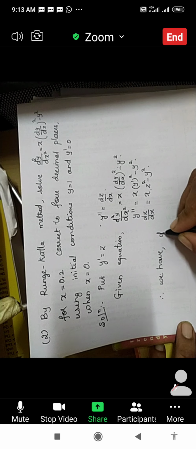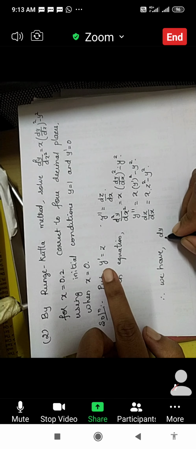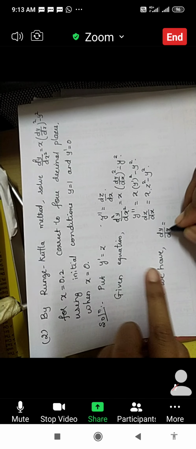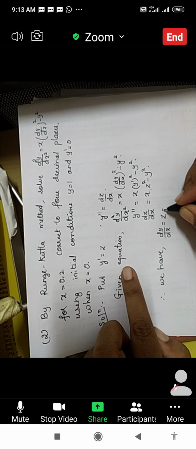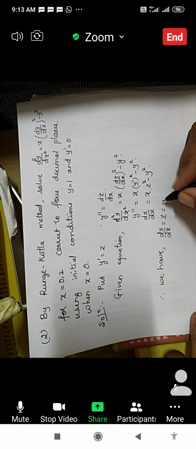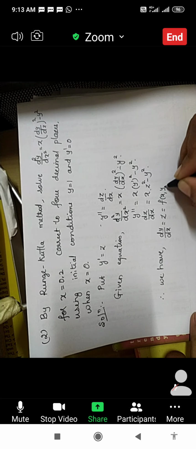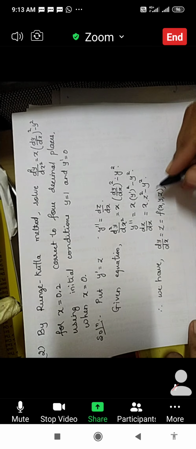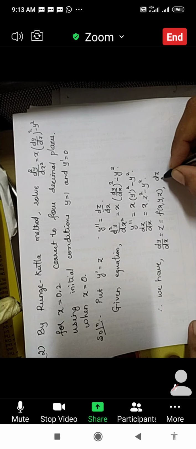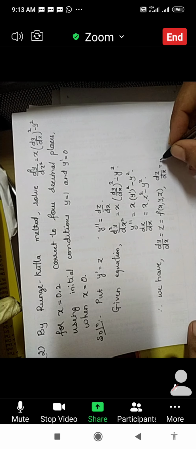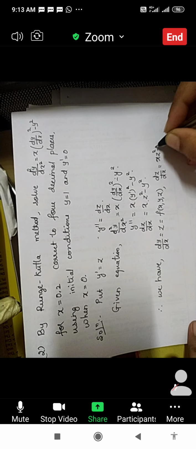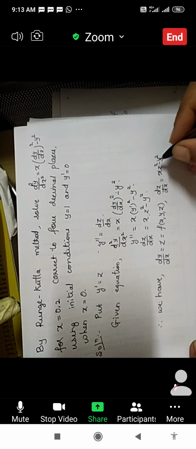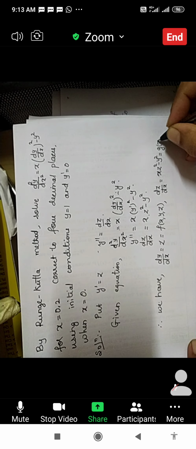First equation we have to consider: dy by dx, that is y dash, which is equal to z, and this we refer to as f. Similarly, the second equation, dz by dx is equal to x into z square minus y square. This can be considered as a function g.